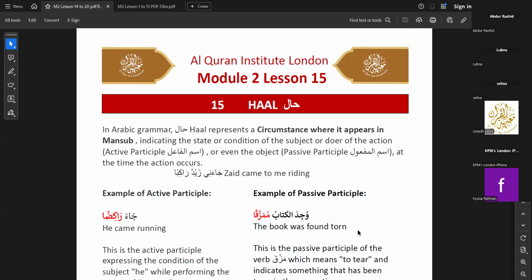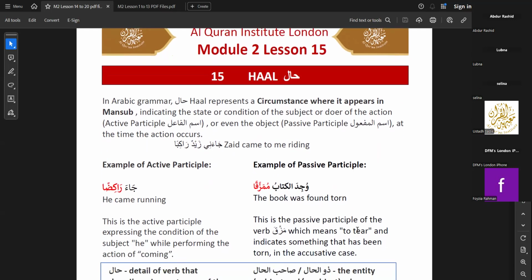Ja'ani Zaidun rakiban. So Ja'ani means came to me. Zaidun is the subject here. And how did Zaid come to me? He came to me riding. So that's the hal, rakiban. And as you can see, it's in the state of mansub. Ja'ani Zaidun rakiban. Zaid came to me. How did he come? He came riding. That's his hal. That's the first example.